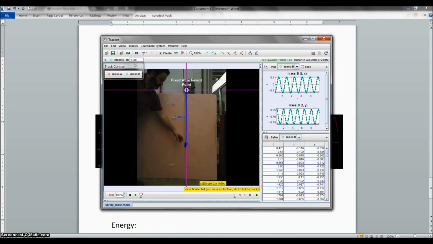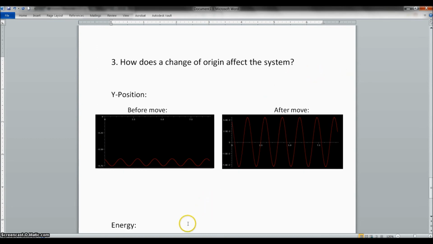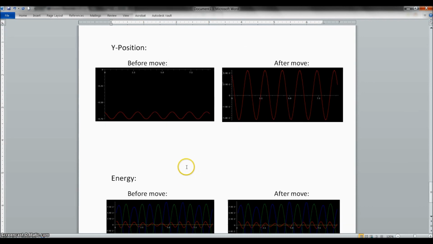The question asks us to move the origin from this fixed attachment point at the end of the spring down to where the spring hangs at static equilibrium, which is about 0.7 meters down. I also did this in Python, and what we see is that before the move, all of the y values are about negative 0.7. They oscillate around that value. And after the move, all the y values oscillate around 0. We can see that the change in y values is about 0.1 in this graph, and the change is actually the same, just with a different scale in this graph. So while the y position's values were affected, their change over time was not.